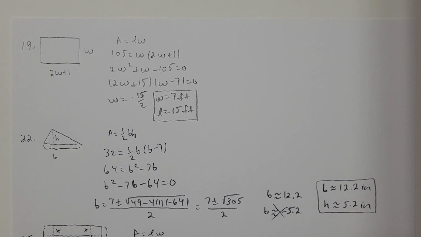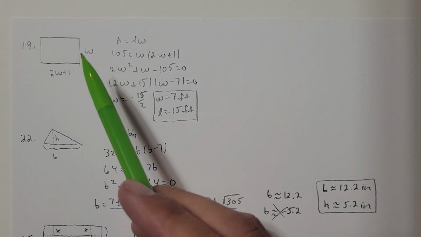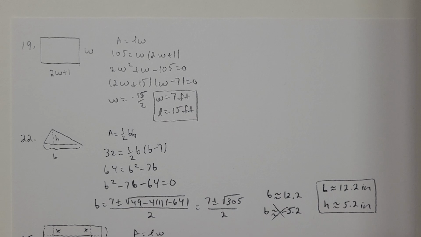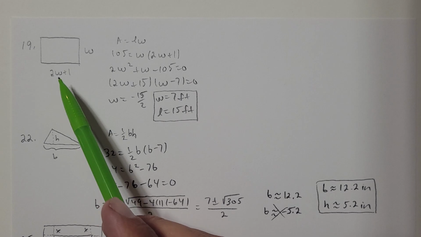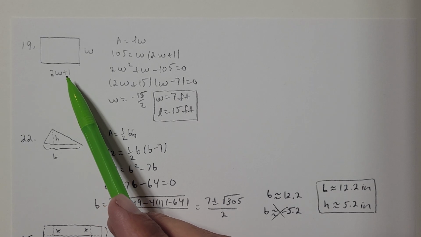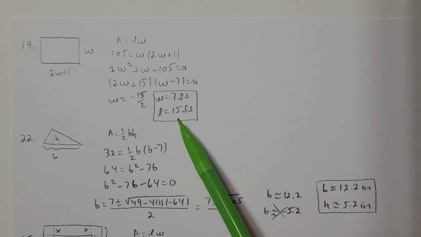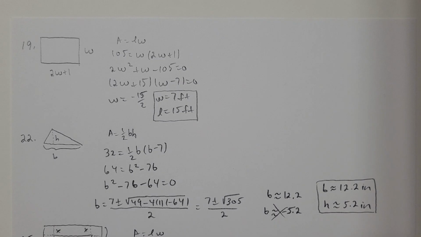It looks like the width of the garden is 7 feet, and then the length of the garden would be 2 times 7 is 14, plus 1 is 15. Okay, so the dimensions of the garden are 7 feet by 15 feet. And that's going to be the answer there.